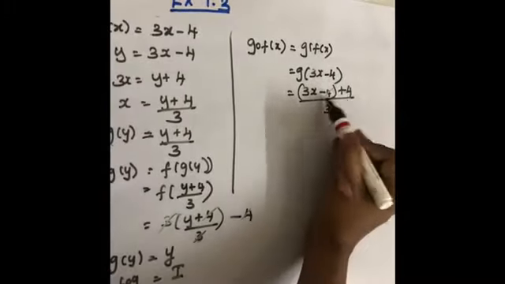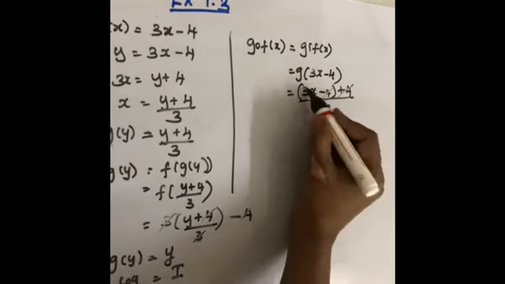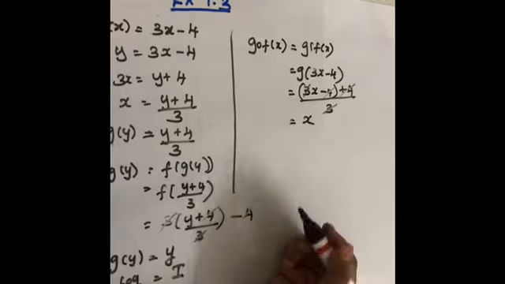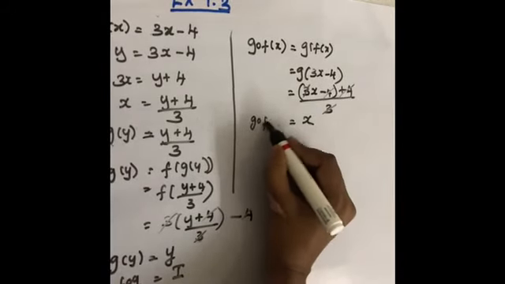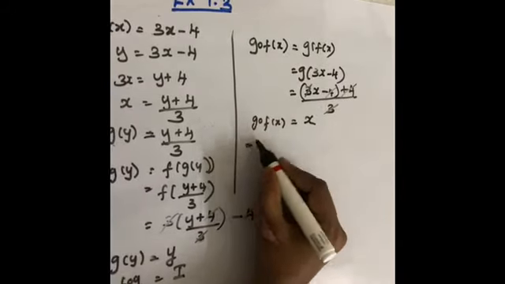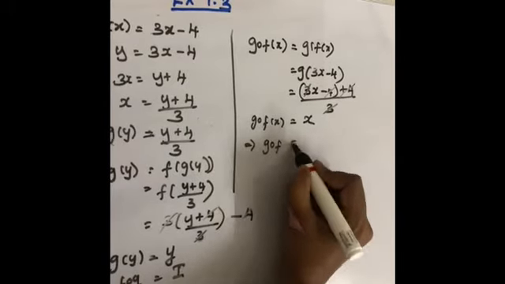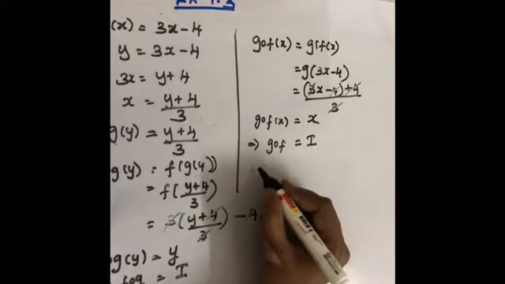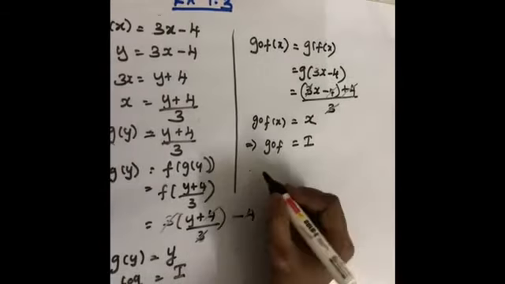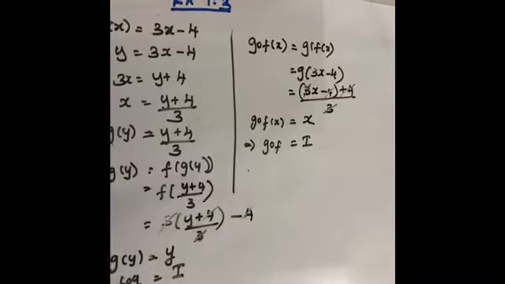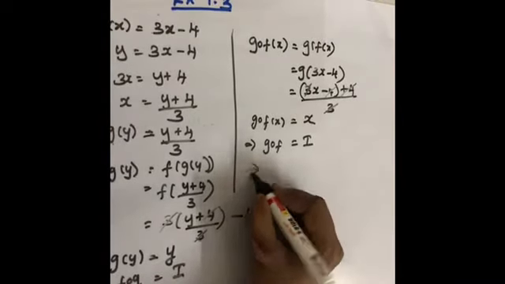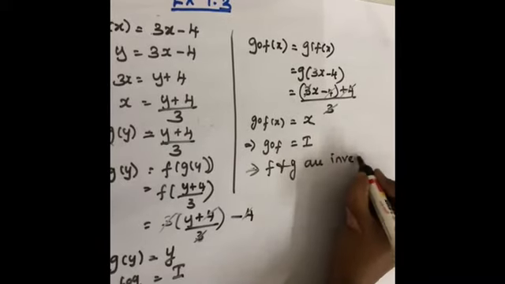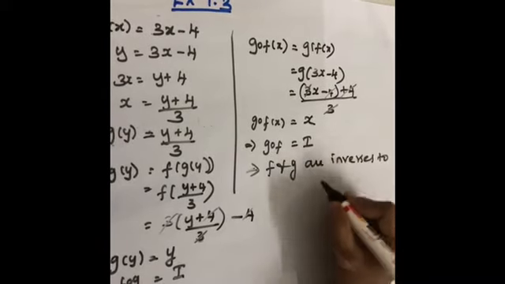So, minus 4 plus 4 will get cancelled. So, 3x divided by 3. So, 3 also will get cancelled, that is also equal to x. That is g composite f of x is equal to x. That implies g composite f is equal to identity function. Here that implies f composite g and g composite f are identity functions. That implies f and g are inverses to each other.